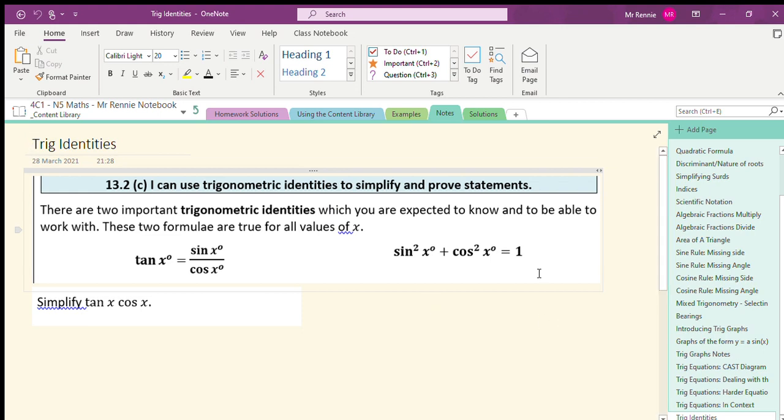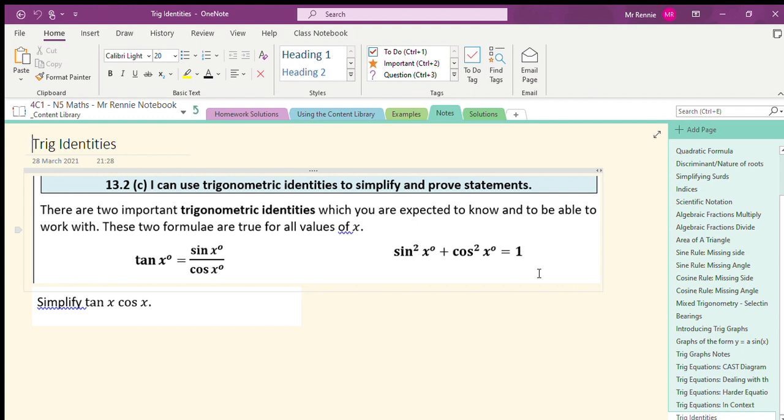Hi all, in today's video we're going to be looking at the final part of the course, which is when we can use trigonometric identities to simplify or indeed prove some statements. Now in National 5 there are two important trigonometric identities which we are expected to know.